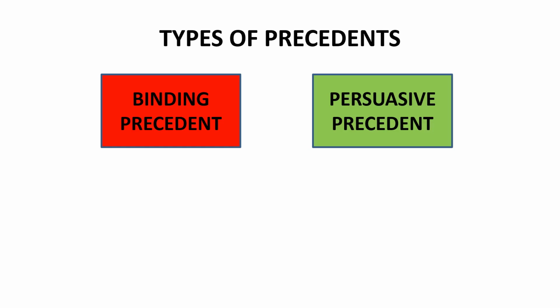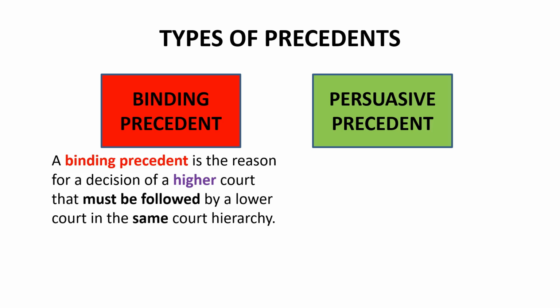Now we come to our second learning intention, which requires you to describe the two types of precedent. The two types of precedent are binding precedent and persuasive precedent. You need to be able to define each of these terms and explain why a particular precedent is either binding or persuasive. As you can see from this slide, a binding precedent is the reason for a decision of a higher court that must be followed by a lower court in the same court hierarchy.